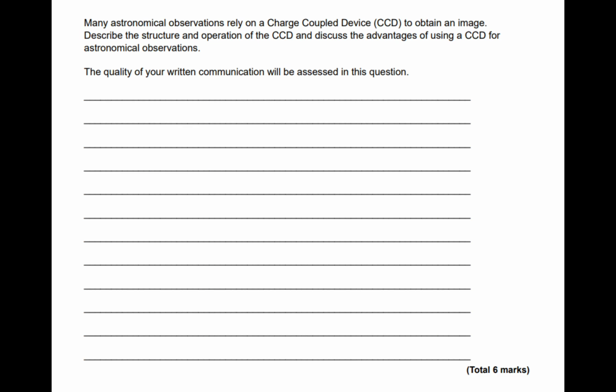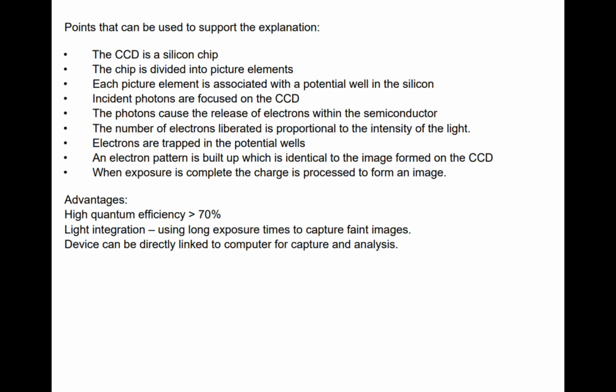Alright, so let's look at the mark scheme. Points that we can use to support the explanation: a CCD is a silicon chip divided into picture elements. Each picture element is associated with a potential well in the silicon. Incident photons are focused on the CCD, and the photons cause the release of electrons within the semiconductor. The number of electrons liberated is proportional to the intensity of light.